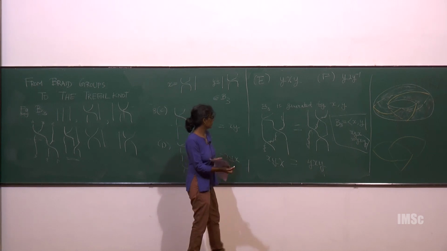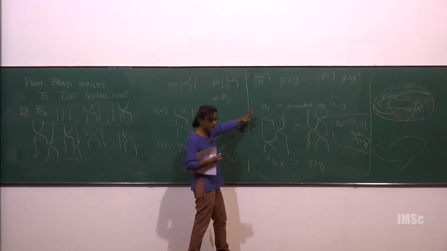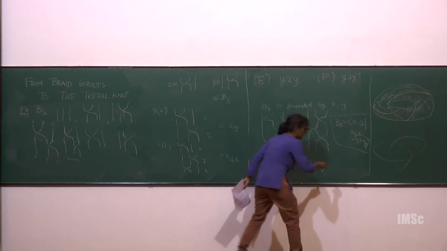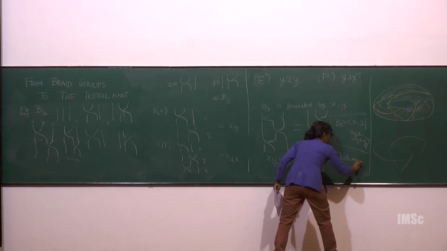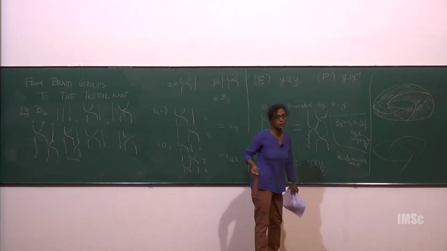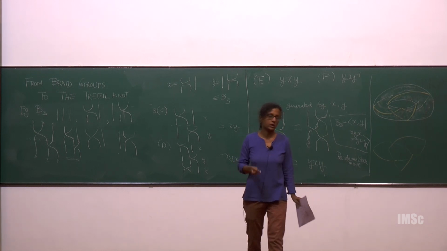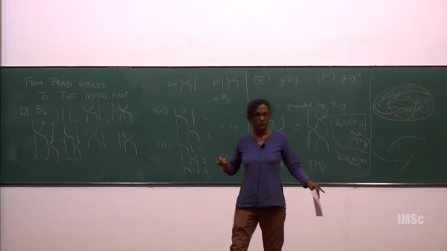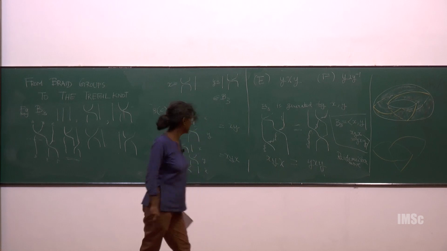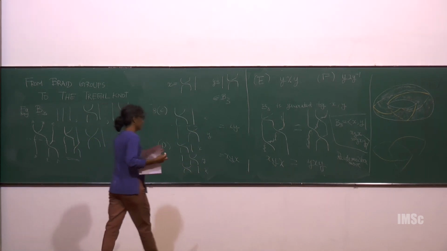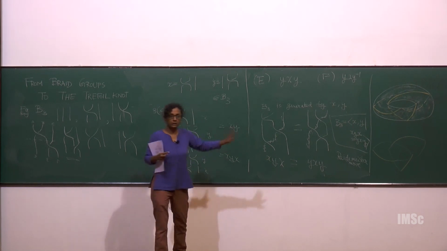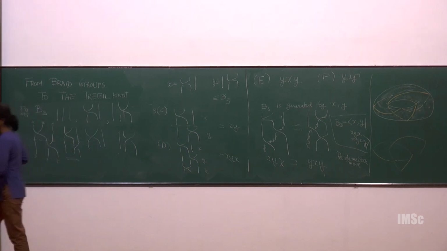This kind of move where you move a strand past a crossing is called, in the knots literature, a Reidemeister move. This is also studied in physics, and there they call it the Yang-Baxter equation. So it is known by different names, depending on where you're coming from. So this is called a Reidemeister relation. Okay, so this is B3. Let's move on from here.